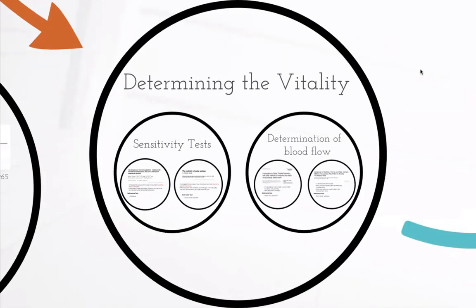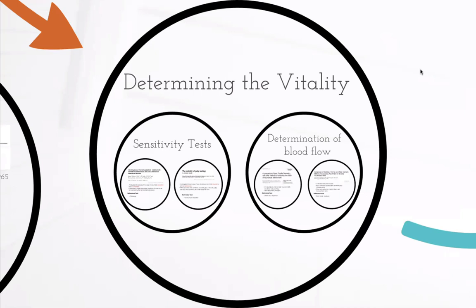The other part is now, whatever we talked about, we tried to correlate and we couldn't. Now I'm going to talk about sensitivity tests, which are divided into the hot and cold, and the tests that are used to determine whether there is a blood flow or not. With the sensitivity tests, unfortunately, the only information you can get from these is whether the pulp is vital or not. And they're not that high.